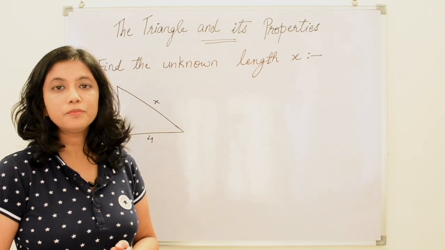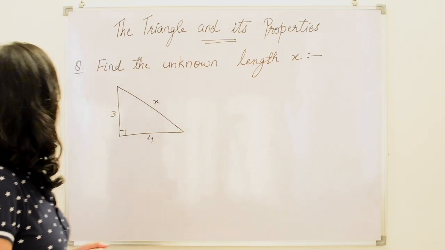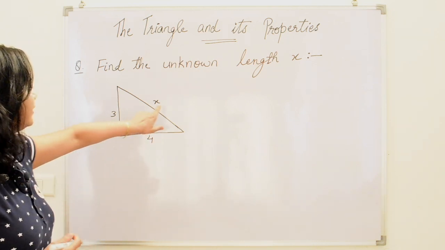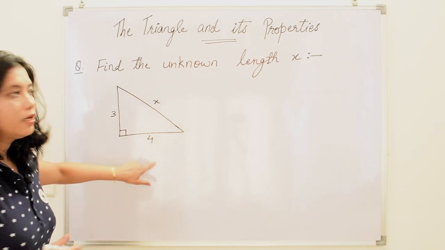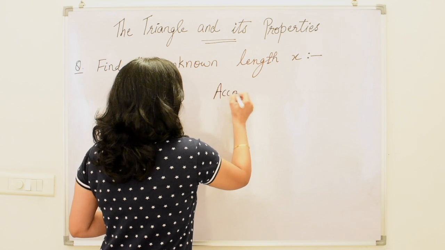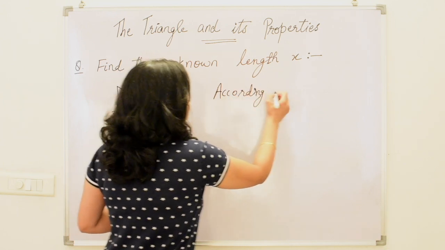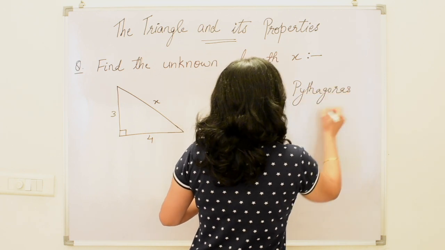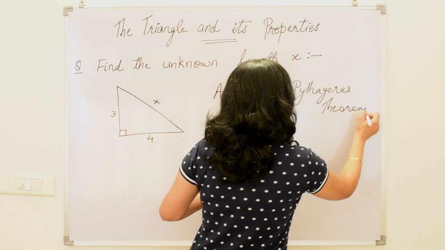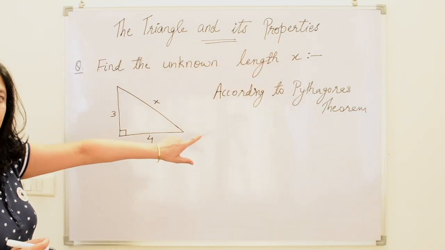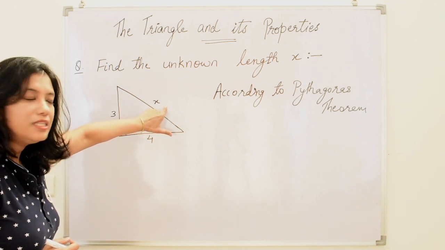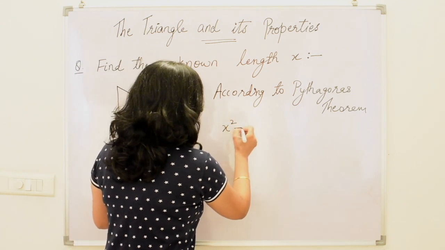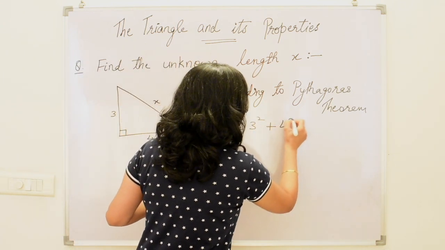Now we will solve some sums based on Pythagoras theorem. See this question, find the unknown length x. Here the unknown length is x, this is 3, this is 4. So according to Pythagoras theorem, we know the Pythagoras theorem, square of hypotenuse is equal to the sum of the squares of the other two sides, means x square is equal to 3 square plus 4 square.